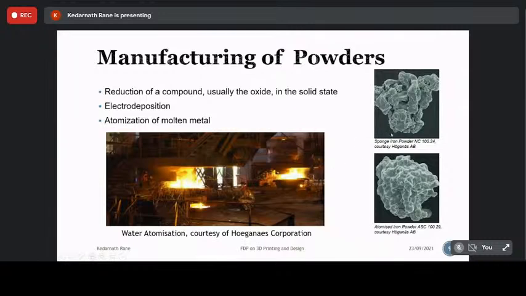When you come to the shape of the powder, you can see a comparison here: the sponge iron powder, which is produced through reduction technology. I'm not covering the metallurgy side of these processes, but it is of irregular shape. When it comes to atomized powder using water or gas, it is much more spherical. So this is a distinction between powders.